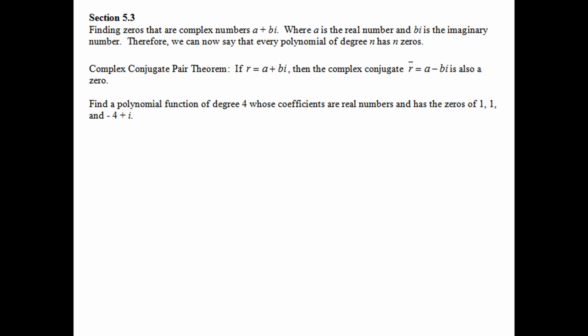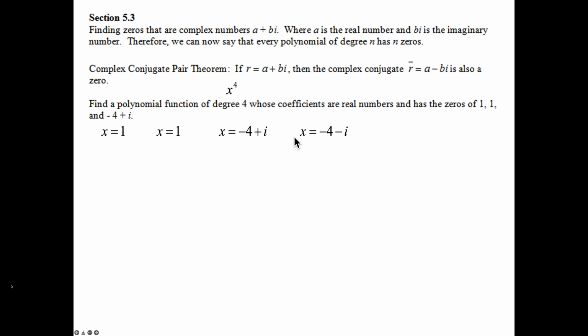He'll say, find a polynomial function of degree 4, so that's got to be x to the 4th power, whose coefficients are real numbers and has the zeros of 1, 1, and -4 plus i. What happens is people see, oh, 4th degree, I have to have 4 numbers, and they're going to go x equals 1, x equals 1, x equals -4, and x equals i. That's not the case.